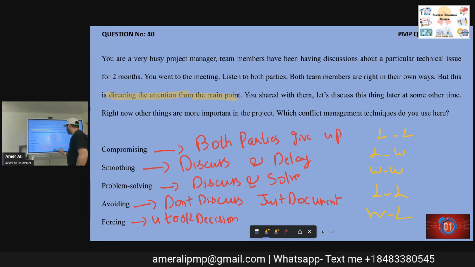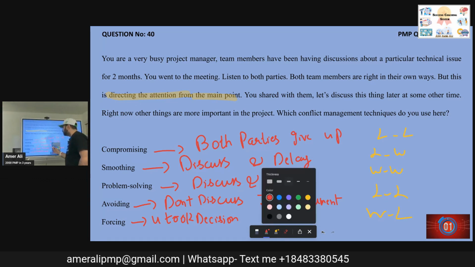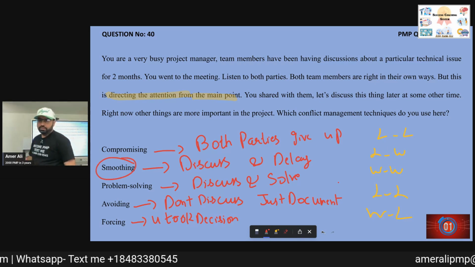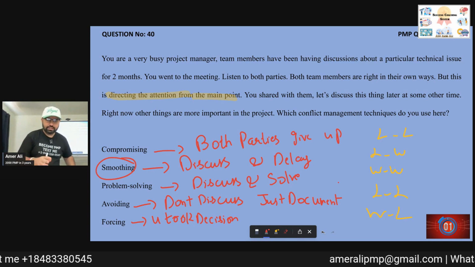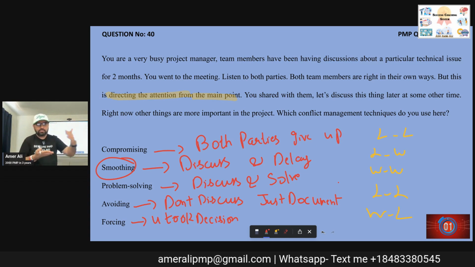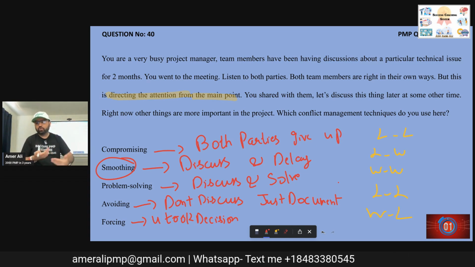Which conflict management technique have we used here? So of course, we delayed the conflict. So that is smoothing here. Okay, that is smoothing here. So I hope that makes sense to everyone. Okay, how each works and how we are looking into that.